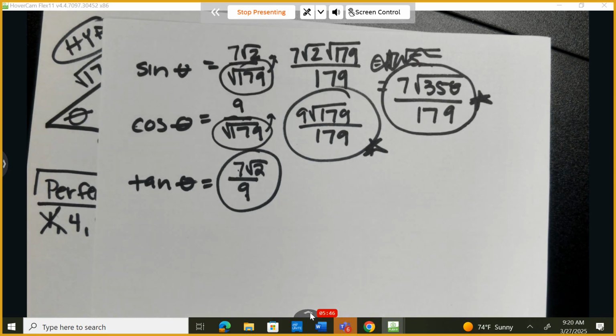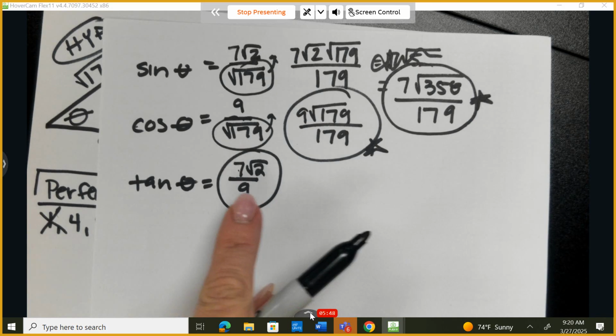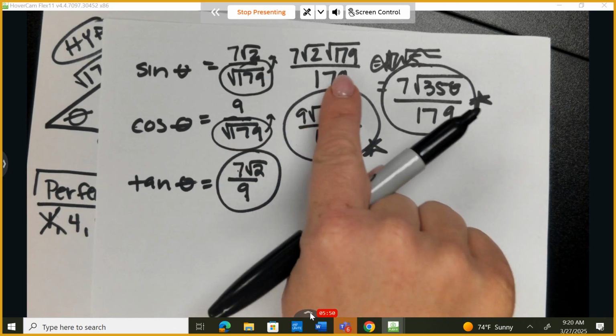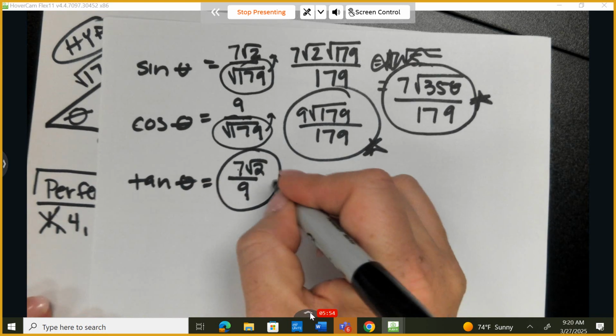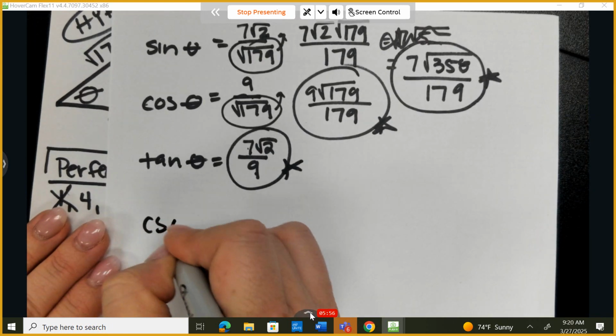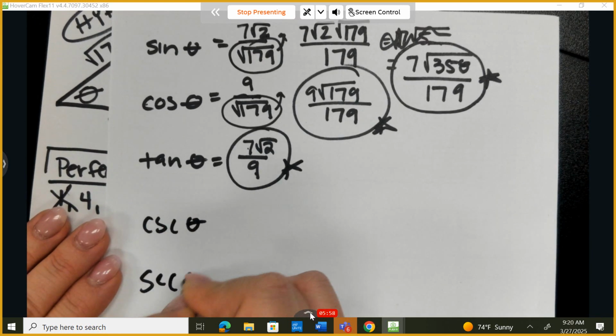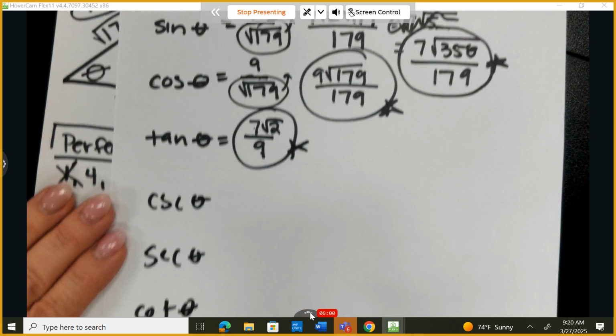Elijah hit it right away, and he was very simple with his explanation. There's no square root in the original ratio. There's no square root. I can't reduce these. We're done.